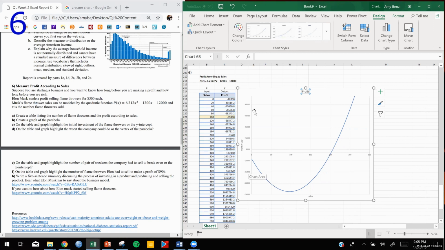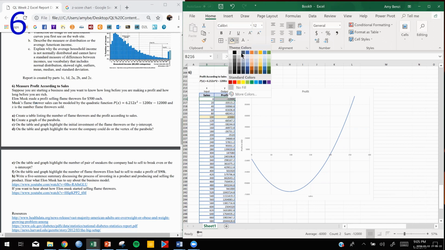My y-intercept is represented right here when my x value is 0. So in other words, oh, I didn't mean to make that blue. Let's make it pink or orange. What this means is that when I sold 0 flamethrowers, I had an investment of $12,000. So at 0 sales, I was in the hole $12,000.